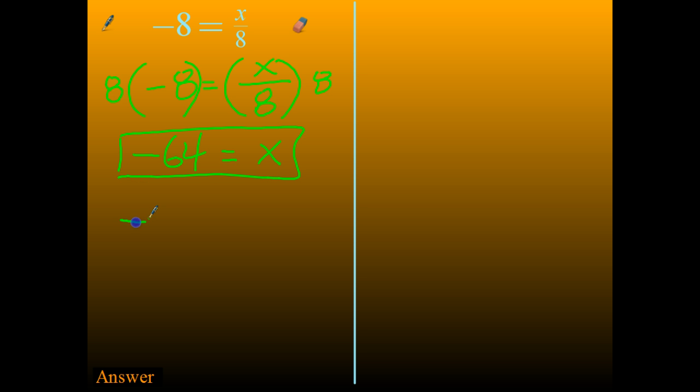And well, let's check this. Okay, is negative 8 equal to, if I start with negative 64 and I make groups of 8, do I get negative 8 in each of them? Okay, and the answer is yes. Negative 64 over 8, right? 64 divided by 8 is 8, and a negative divided by a positive is a negative. Okay, so my answer works.